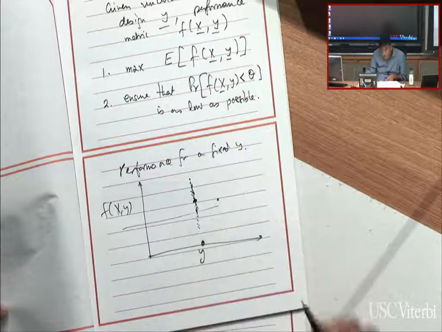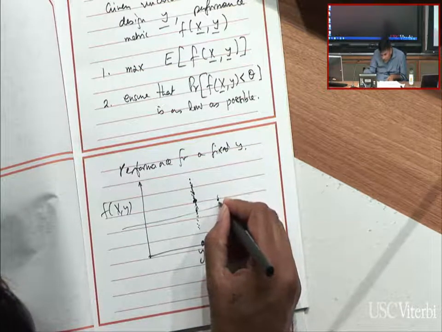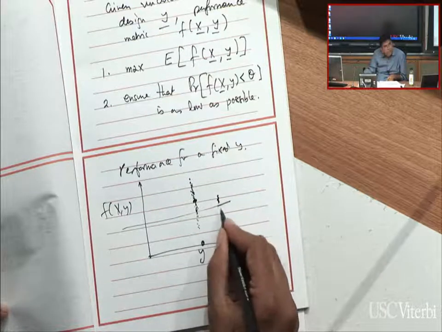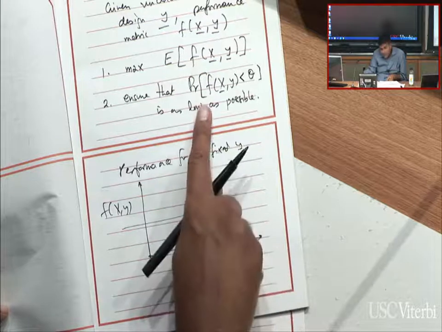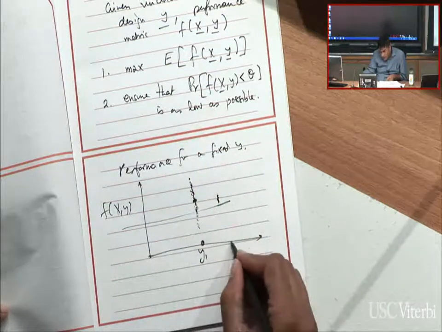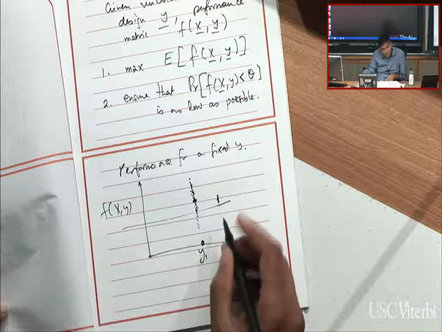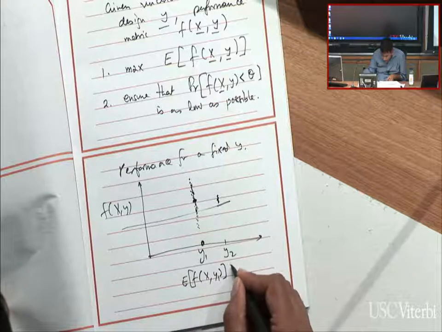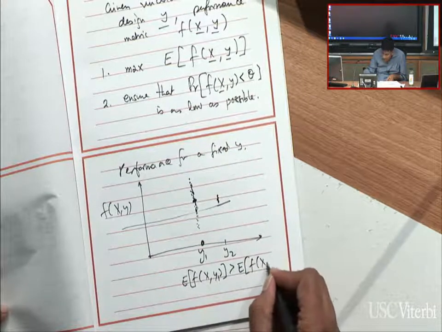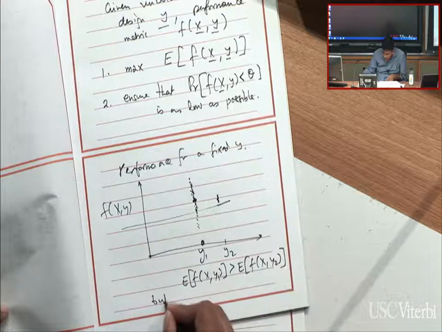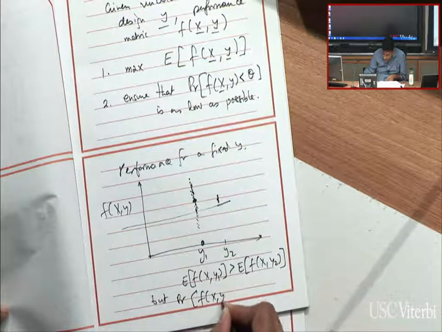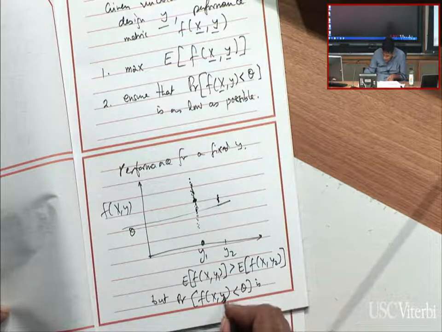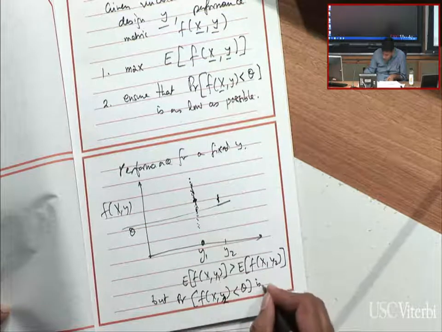So maybe there's another point over here that has a much lower variance, right, where all the points are scattered very close, very rarely goes below this threshold. Okay? So solving the second problem will make me pick, instead of y1, it might make me pick y2. So maybe the expected f of x comma y1 is higher than the expected value at y2, but the probability that f of x, y falls below this threshold theta is higher for y2. Right?